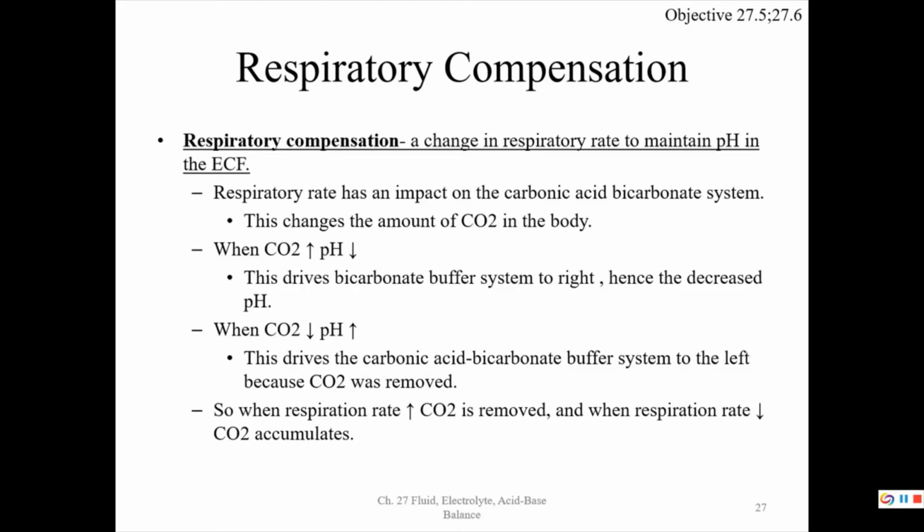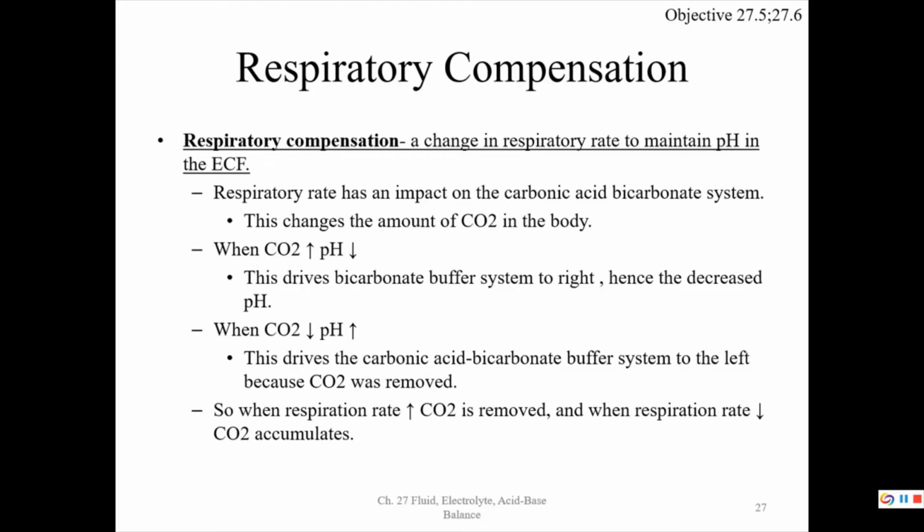But if I remove CO2, by breathing more rapidly and more deeply, the pH goes up. It gets more basic. And that goes to the left of our bicarbonate system, gets pushed to the left. Remember, what I drew out last time was that this is a type of reaction that is called an equilibrium reaction, and that in equilibrium reactions, you can move these to the left or to the right.